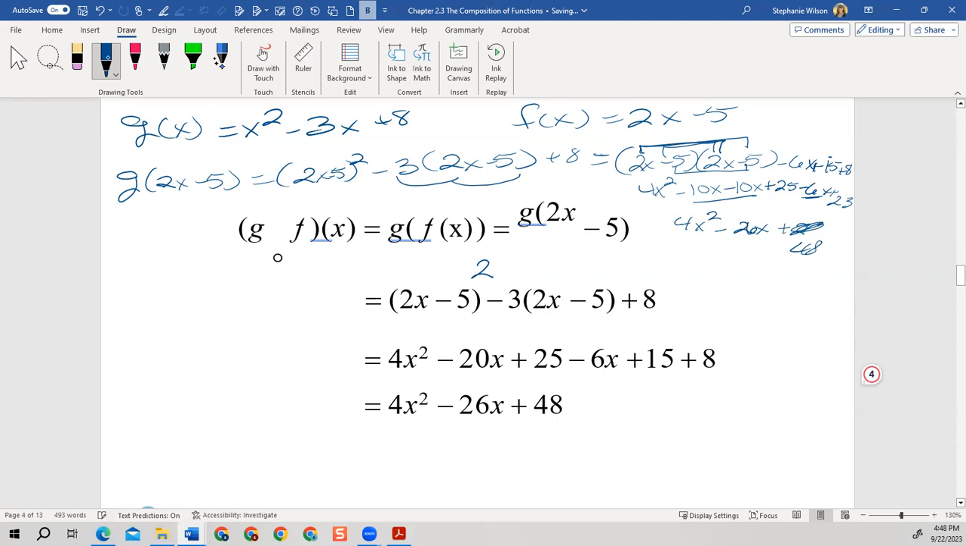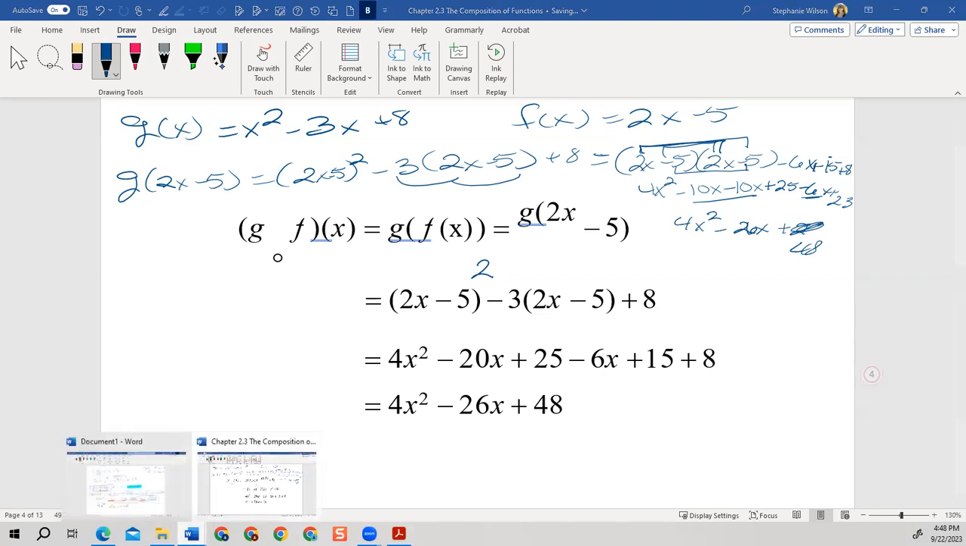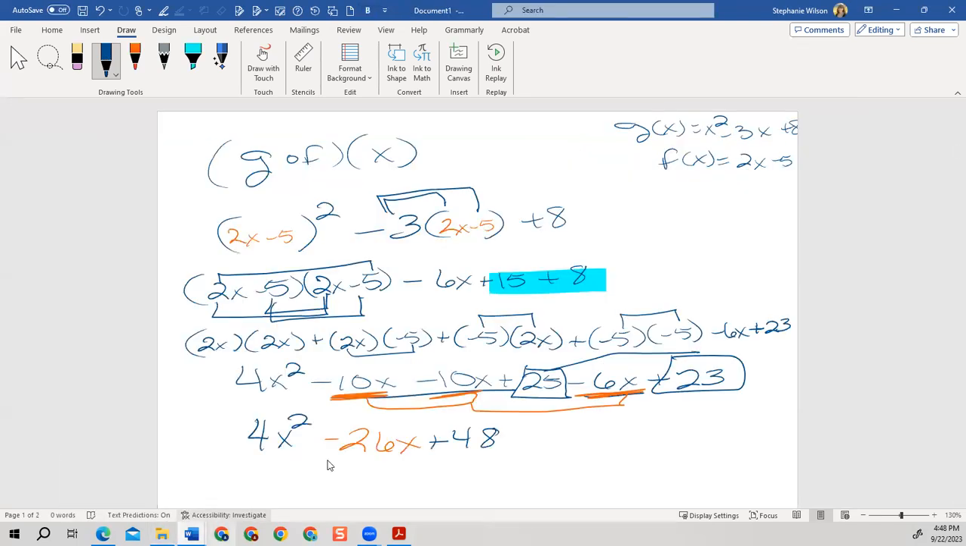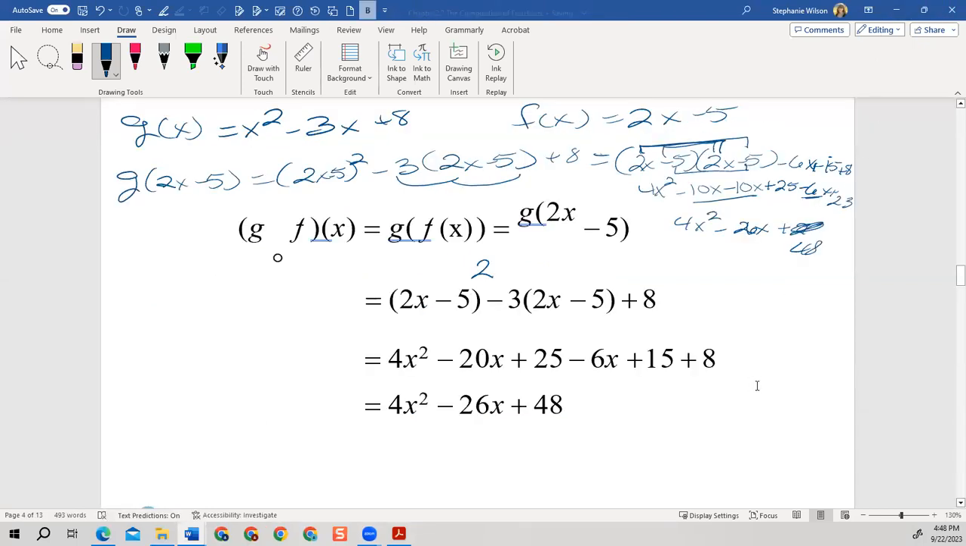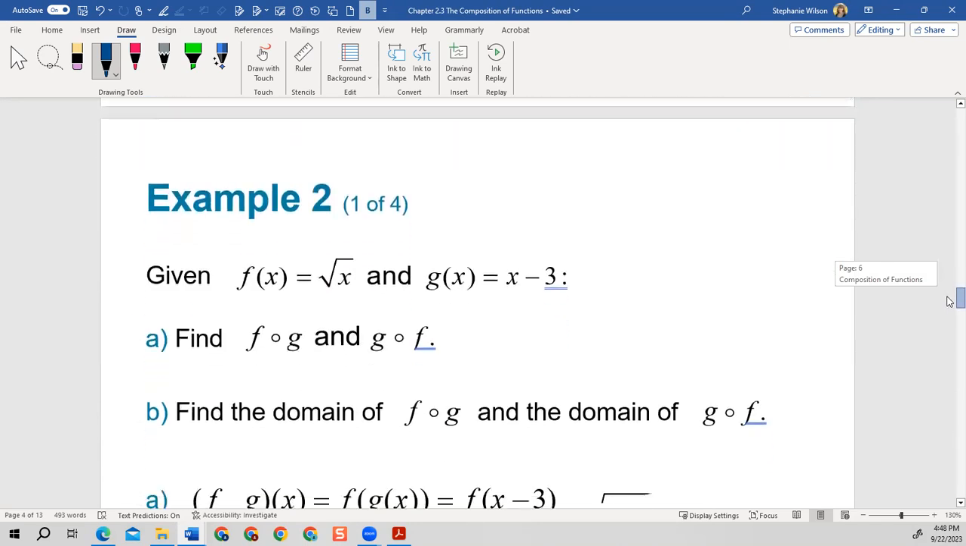I believe that I got it right. Let's just double check my paper. And yes, it's always good to double check. It does not hurt. Make sure you're sure of your answer.